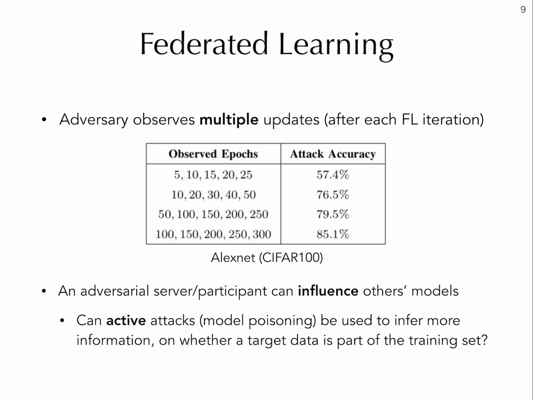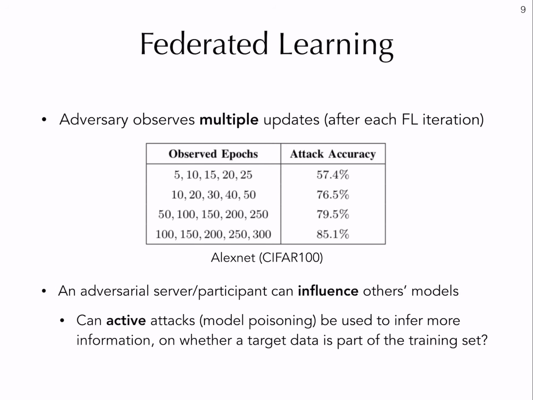One other property of federated learning based on sharing model parameters is that the attacker can also influence the target's training, because the attacker could be a participant in the network or the parameter server, so can change the parameters that one particular party is going to use to initiate the next round of local training. And the question is whether those kind of active attacks using model poisoning would enable the attacker to infer even more information about the training set of some target models.